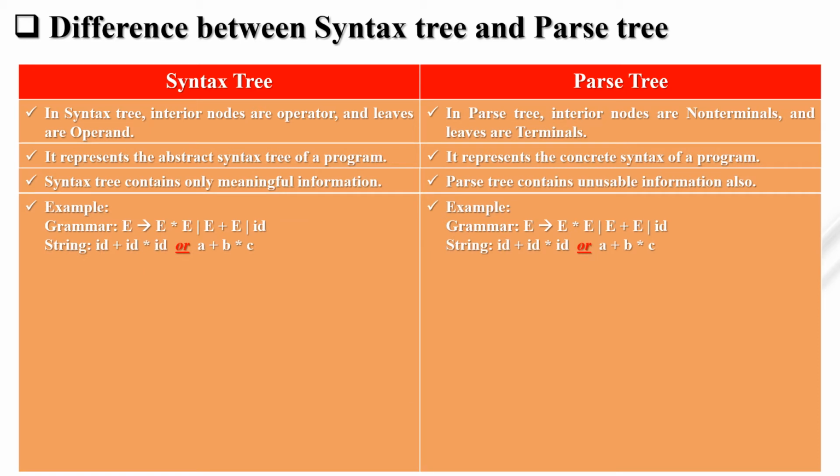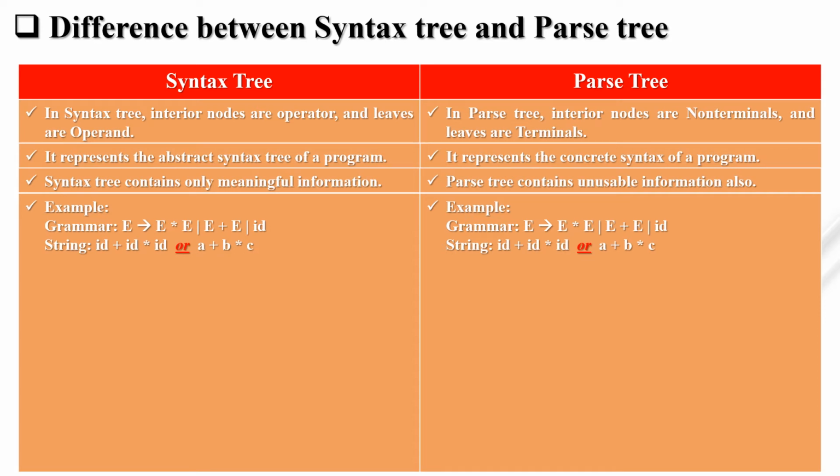Let's see the example. Suppose there is a grammar and the string is given. It is also considered as a plus b multiplied by c, because when we feed this a plus b into c to the lexical analyzer, it will be generated by the lexical analyzer as id1 plus id2 into id3. Okay, that's why this string is also valid. If in the examination this string is given, then you have to consider it as id1 plus id2 into id3, and then you have to draw the syntax tree.